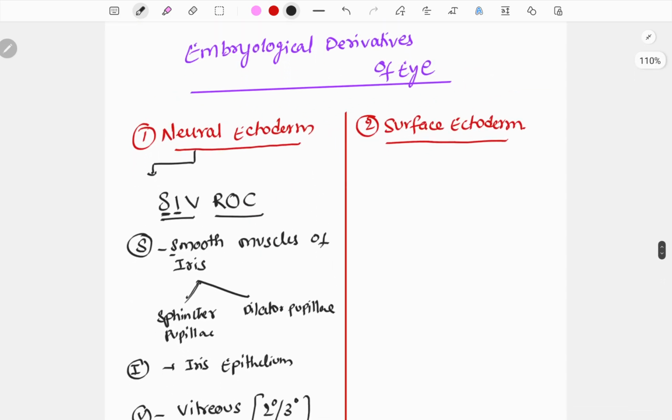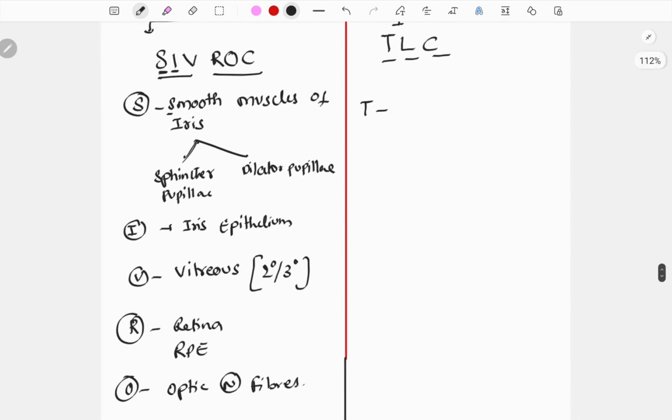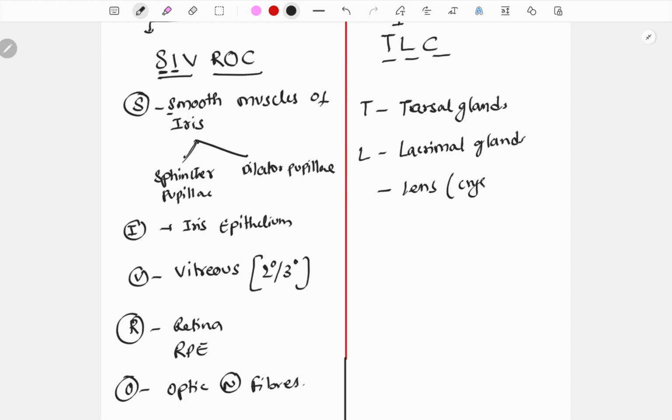Now, what are the structures derived from the surface ectoderm? We need to remember a mnemonic called TLC. What is TLC? T means tarsal glands. L is lacrimal gland. L also represents lens, that is crystalline lens. In C, we need to remember two epitheliums: one is conjunctival epithelium, another one is corneal epithelium.